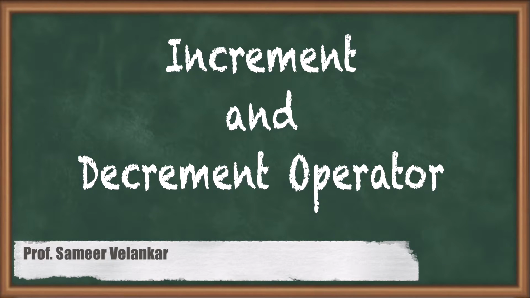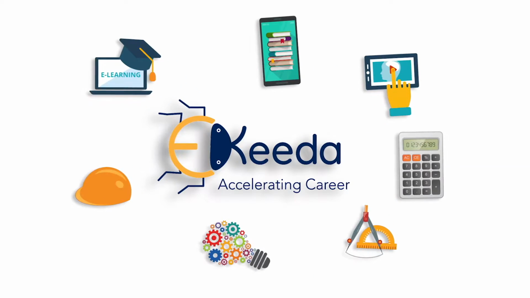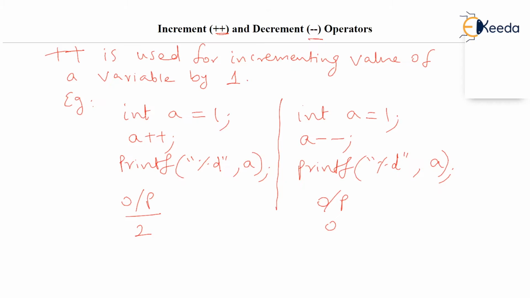Hello dear students. In this video we will be learning two more operators, plus plus and minus minus, which are called the increment and decrement operators. Now actually, as the name suggests, plus plus and minus minus are used for increasing or decreasing the value of a variable by 1. So plus plus is used for incrementing the value of a variable by 1. If plus plus is used on a variable, it will be increased only by 1.